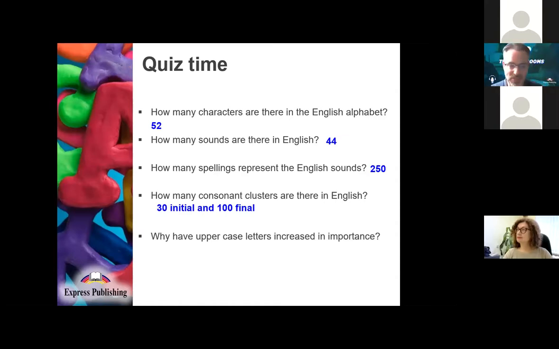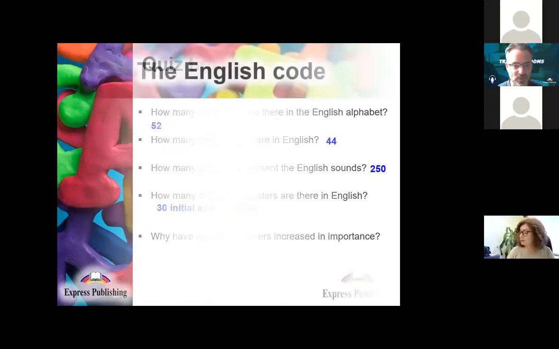So this is one of the reasons, again, why learners need to be able to recognize the correlation. It goes back to the first question, the correlation between lower and uppercase. Okay, so let us move on.